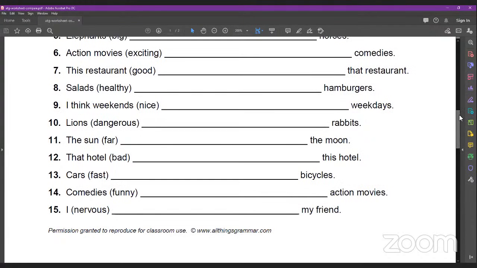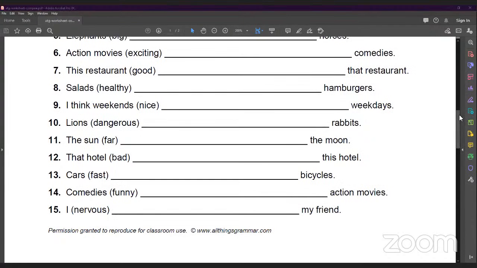6 and 7, please. A new one. Thank you, Mr. Pedro. 6 and 7. Action movies are more exciting than comedies. 7. This restaurant is better than that restaurant. Thank you. That's correct.